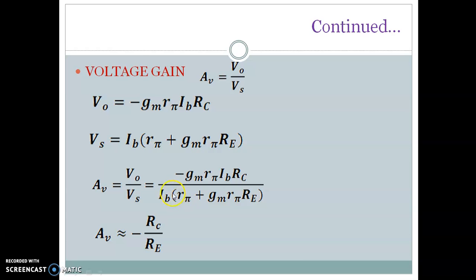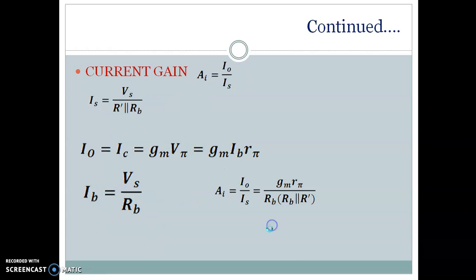So R pi is going to be very, very small compared to your Gm R pi Re. Therefore, when you make an approximation, this could be neglected. So you end up with Gm R pi Rc over Gm R pi Re. So Gm R pi will get cancelled, and you get approximately minus Rc by Re, where the minus indicates that since it is a common emitter configuration, your input and output have a phase shift of 180 degrees.